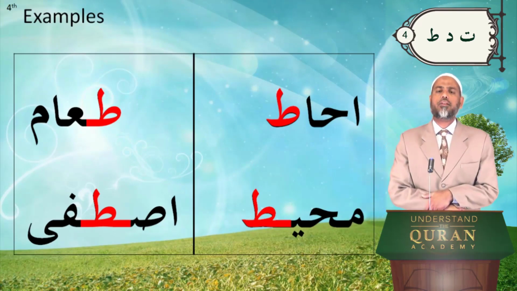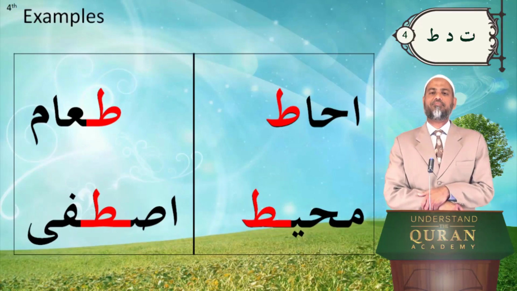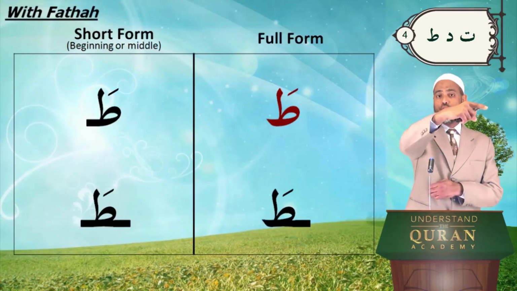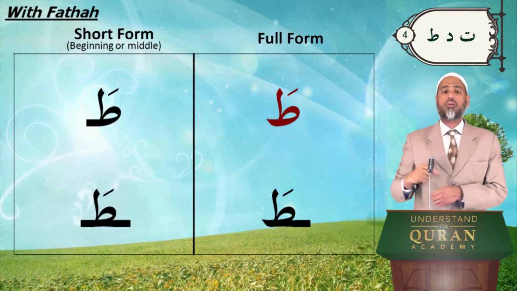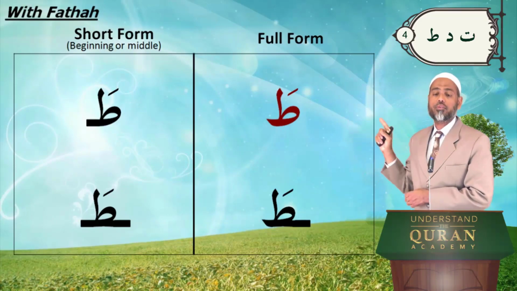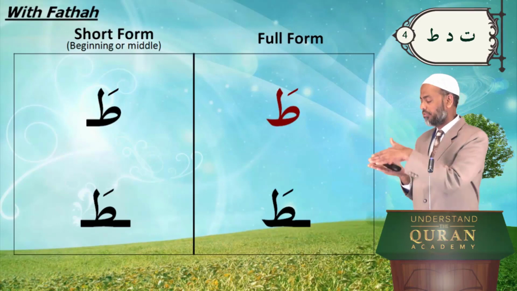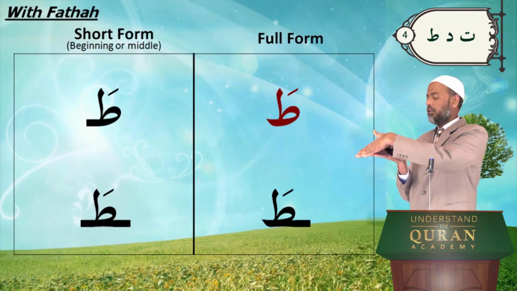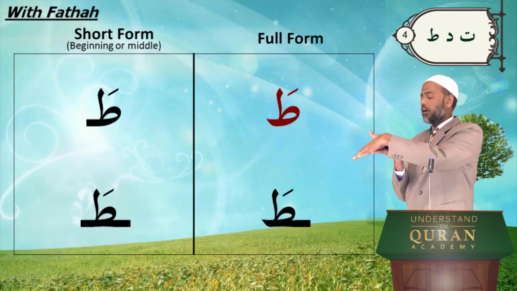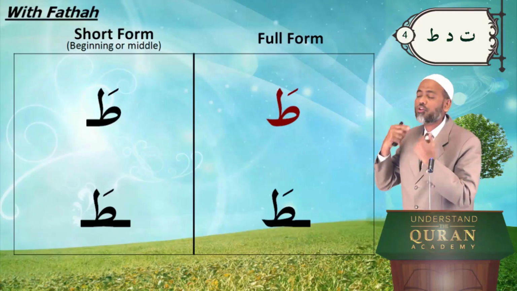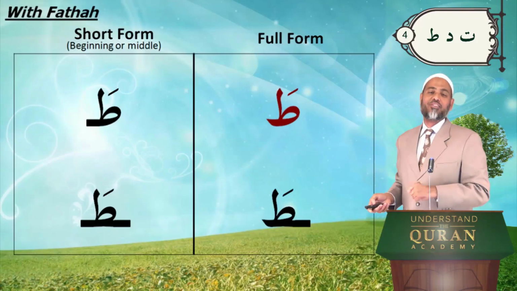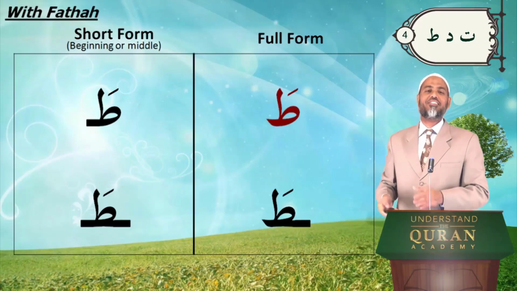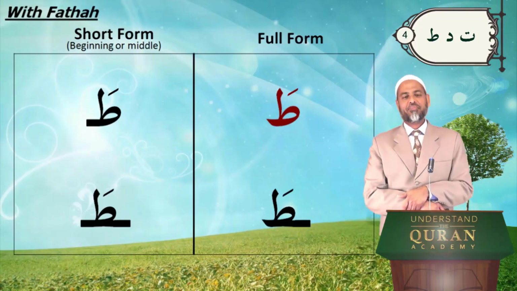Let's practice the letter ta with fatha. Ta. It's very thick, very thick and high. Ta. You have to touch the tip of your tongue to the upper gum. Okay. Ta, and make your tongue very thick. Ta. That's interesting.